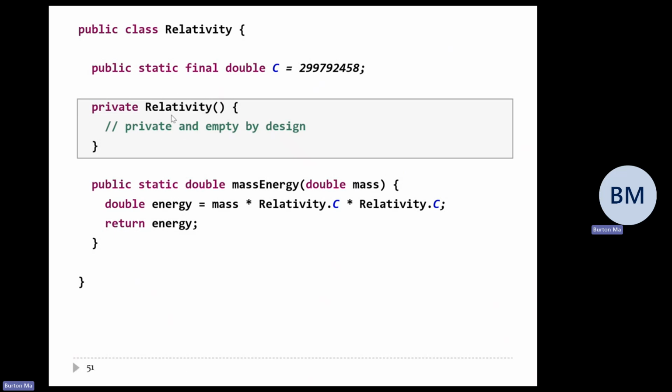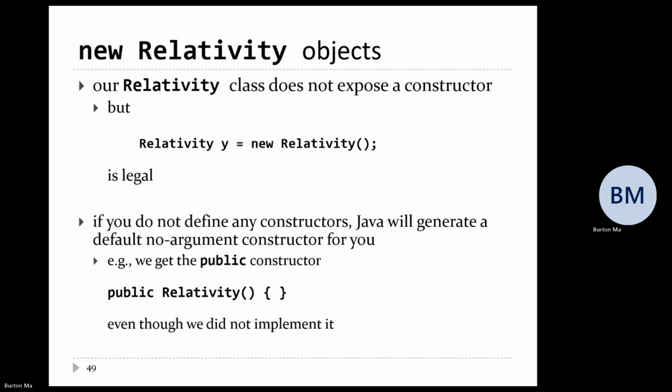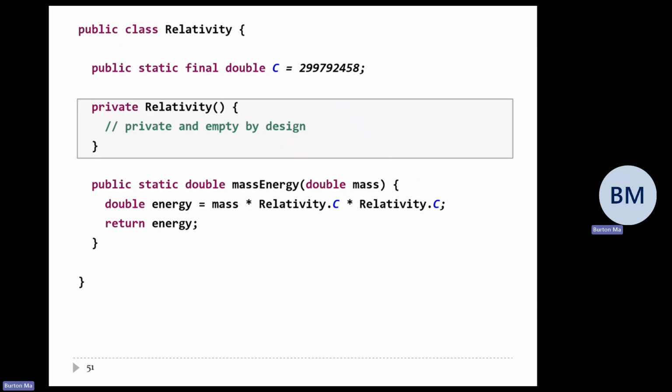It does nothing. The only purpose of this constructor is to stop people from making objects, which is weird because normally you need a constructor to make objects. But here we're making it private, so anybody outside the class can't use it. Now, if someone tries to write that, the compiler complains and says there is no publicly accessible constructor. So now we've got a complete utility class. Everything is static except for the constructor. Constructors are never static. The constructor is private, which prevents other people from making relativity objects in this case.